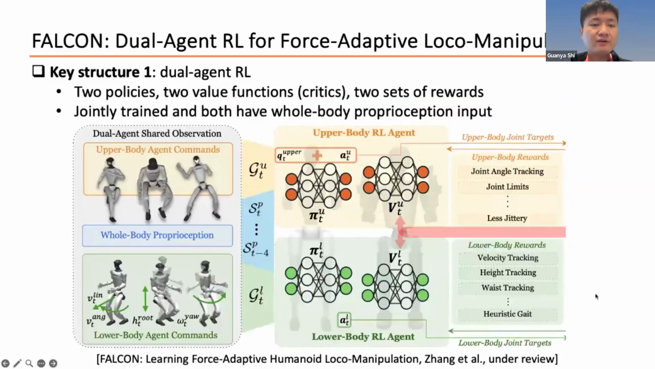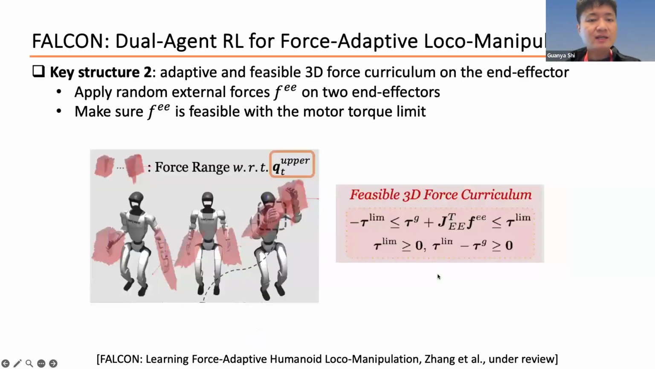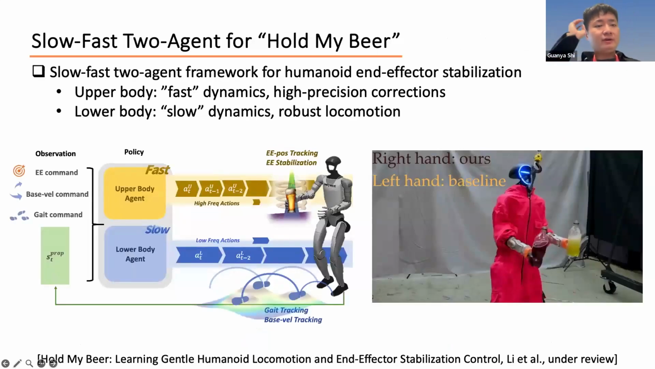All right. So the key idea is we have a dual agent reinforcement learning framework. What we learn is two policies, two value functions, two critics, and two sets of rewards. One policy for the upper body, one for the lower body. We figured this architecture corresponds to humanoid dynamics and gives you much better generalization. I will skip this part. I want to mention that a very similar architecture also works for very challenging stabilization problems.